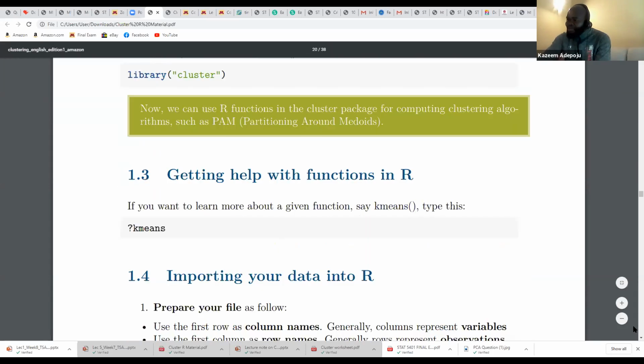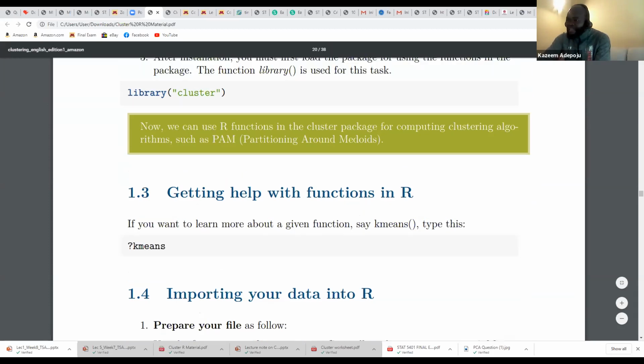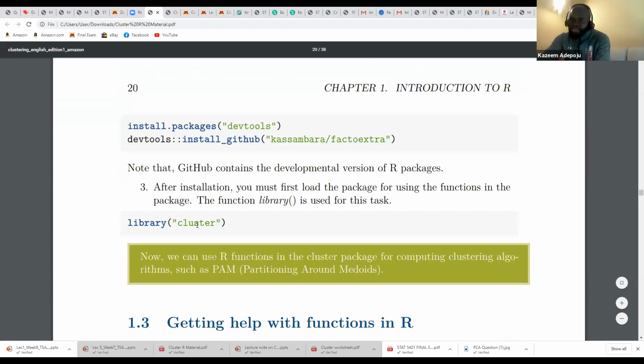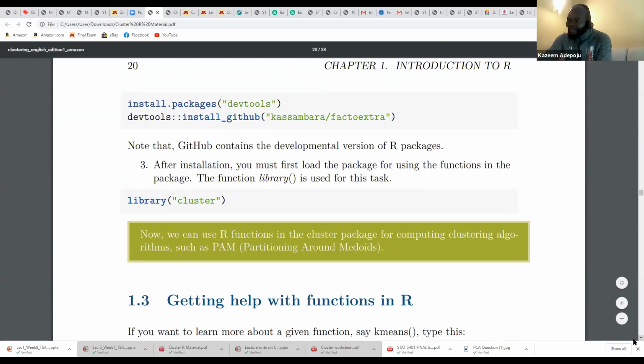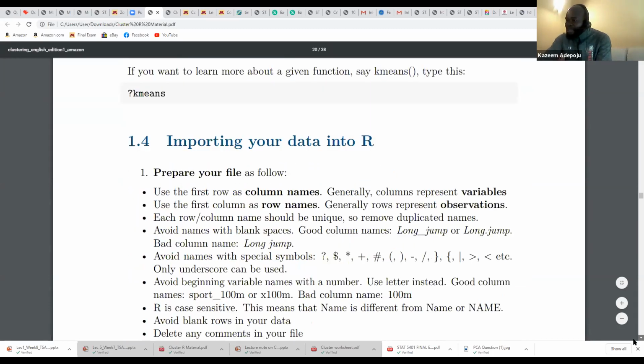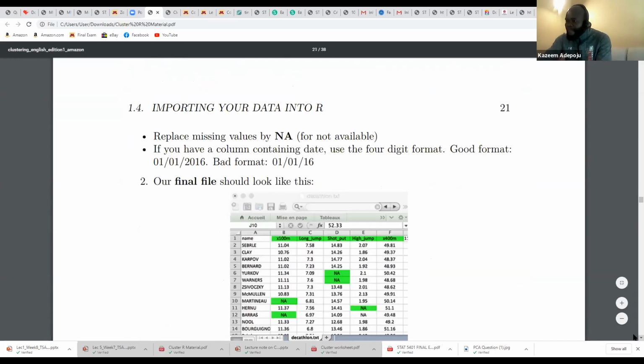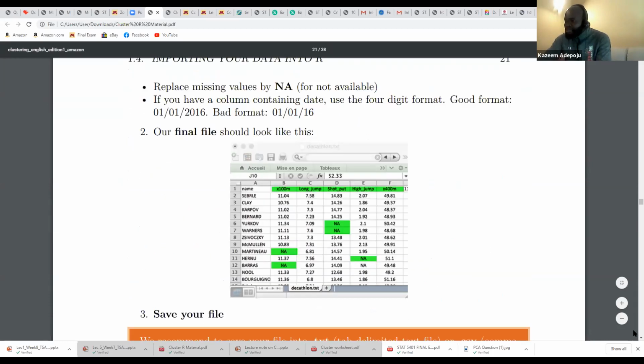But you know what you need to load? You need to have a package loaded. You need to load some packages like cluster. You need to install all those packages before you can run what I'm talking about. But there's something I'm going to show you. Give me 1 second. I'm going to show you something now.